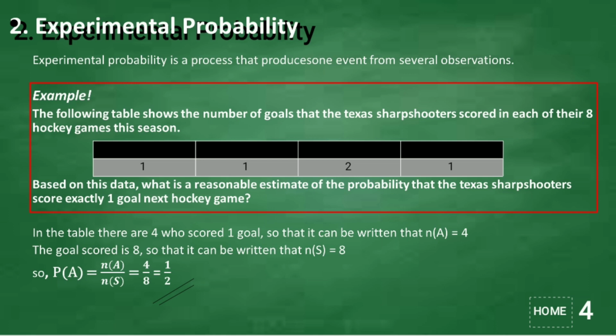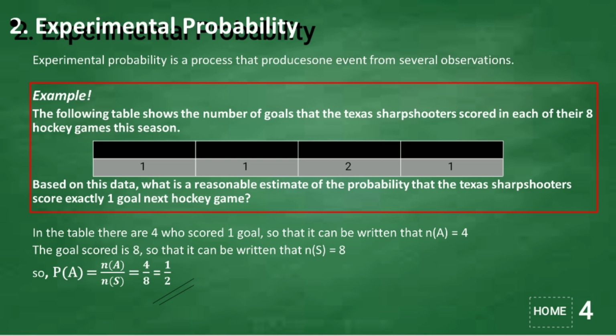Number 2. Experimental probability. What is experimental probability? Experimental probability is a process that produces an event from several observations. This is an example problem of experimental probability.